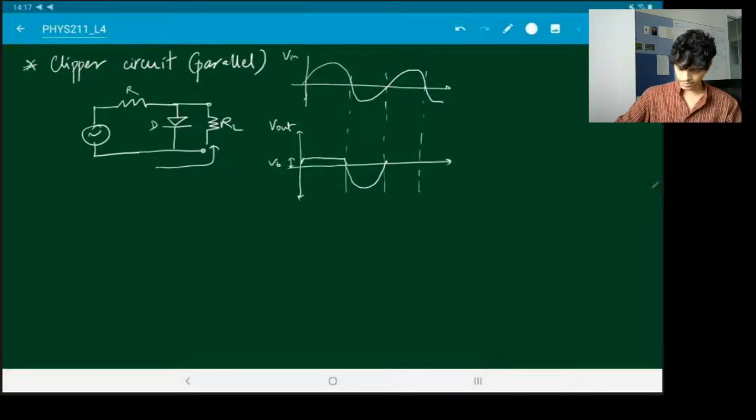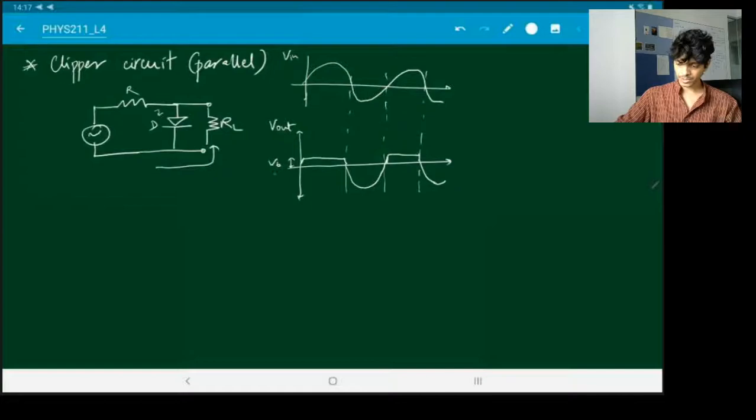Once again, during the positive half cycle, the current will flow through the diode because it's in forward bias. So you get an output like this, and then in the negative half cycle, it's reverse biased. So again, this way. As you can see, we have managed to clip the input signal during its positive half cycles. So this is called a clipper circuit.